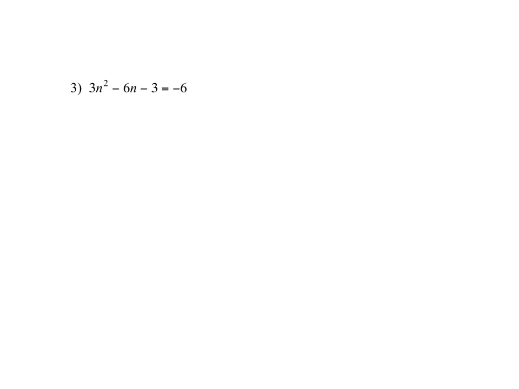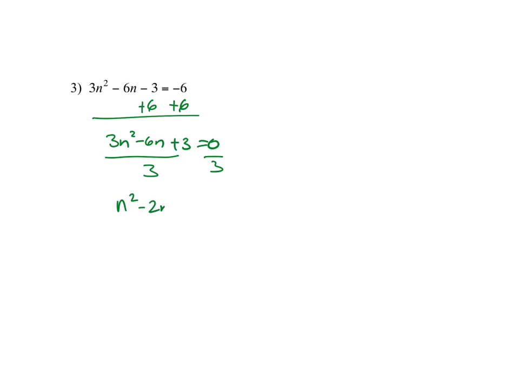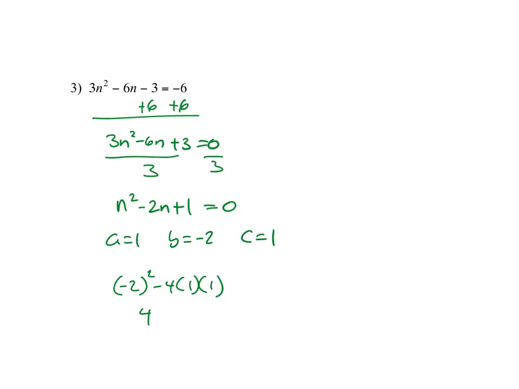Okay, so the next one, again, my first step here, as you can see, I don't have a 0 on the right side. So my first step is to add 6 on both sides. So 3n squared minus 6n plus 3 equals 0. I can simplify everything by 3 also right here. So I have n squared minus 2n plus 1 equals 0. I divided everything by 3 because 3 is the common factor. So now a is 1, b is negative 2, c is 1. So negative 2 squared minus 4 times 1 times 1. So 4 minus 4 is 0. So that means that I'm going to have one double solution.